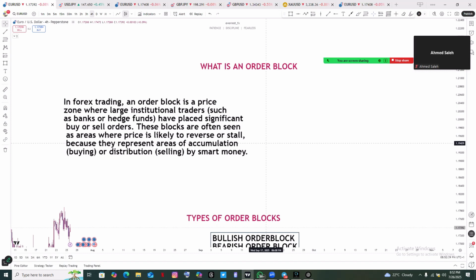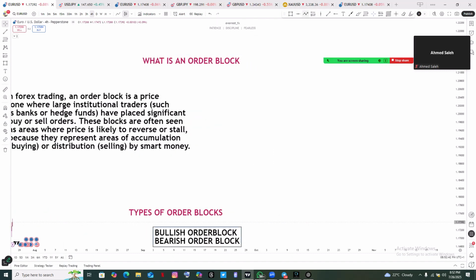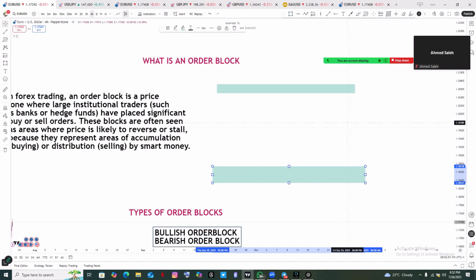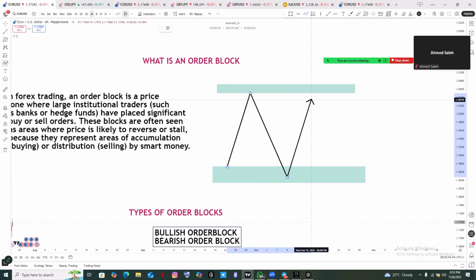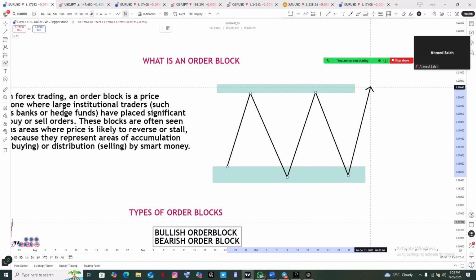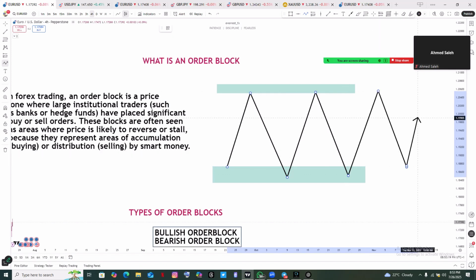First, let me talk about supply and demand. Many of us are traders, but we don't really know this. A very simple explanation: supply and demand are the forces that drive the price of any given currency. There must be a buyer to buy, and there must be a seller to sell to the buyer. That's how the market moves. The market moves from supply to demand and demand to supply.